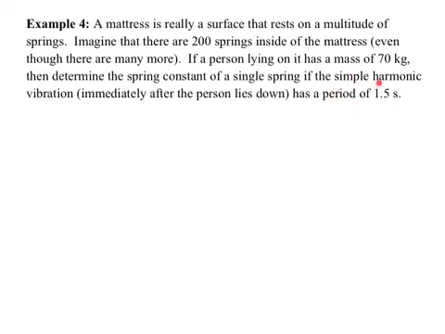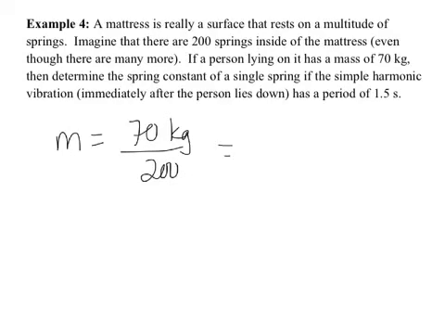So let's write down what we know. We know that there's really 200 springs inside of this, but the mass of the person is 70 kilograms. Let's assume, even though it's not really true, that the 70 kilograms is evenly distributed to each spring. So each spring feels a mass of not 70 kilograms, but 70 kilograms over 200. So that gives me exactly 0.35 kilograms of mass per spring. Now again, if you're laying on a bed, your body is not evenly distributed on the bed really, so you're not going to be spread out on all 200 springs, but we're modeling this with a little simplicity.